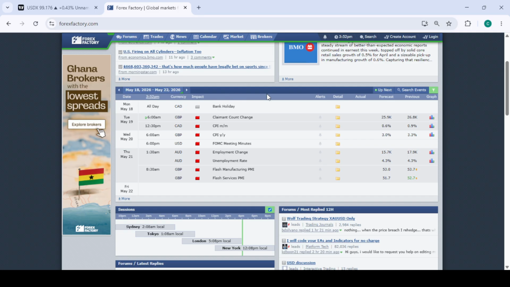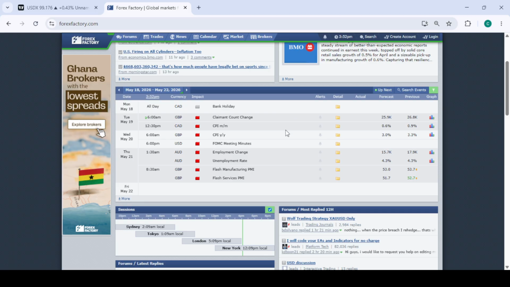On Monday, we have a bank holiday for CAD. On Tuesday, we're going to have the GBP claimant count change, which is a very high impact news. That's in the morning, and later in the afternoon we're also going to have CAD CPI. We'll also have the GBP CAD on Wednesday and the FOMC meeting minutes on Wednesday.